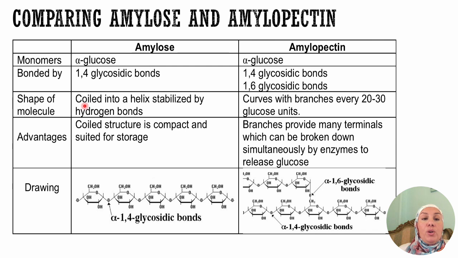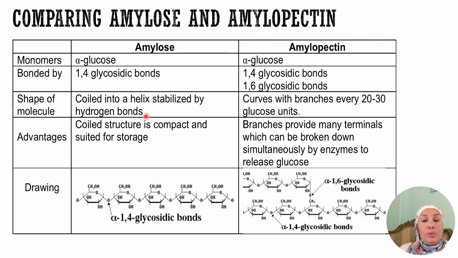While the shape of the molecule of amylose, as you have seen in the previous and in the coming slides, you will find that the angle between these is not a straight bond, it is a bit angular. So when they are all angled, it looks in the end like a spiral or a helix. We call it a helix. So the shape of the molecule is coiled into a helix, and this helix is stabilized by hydrogen bonds.